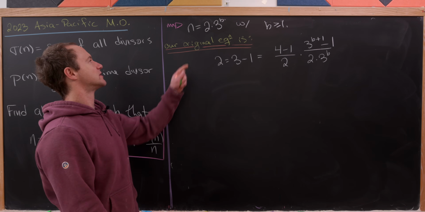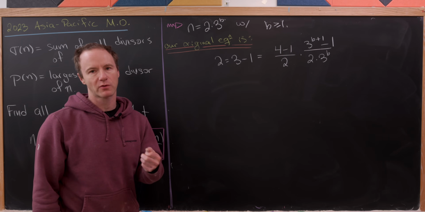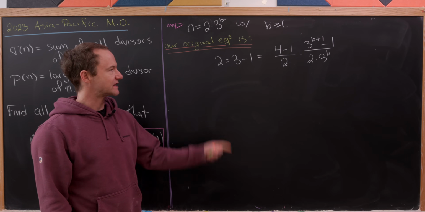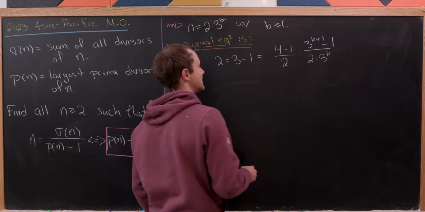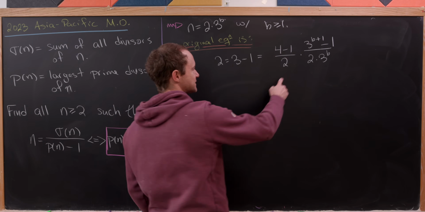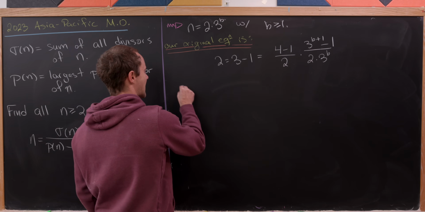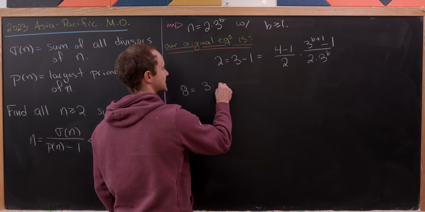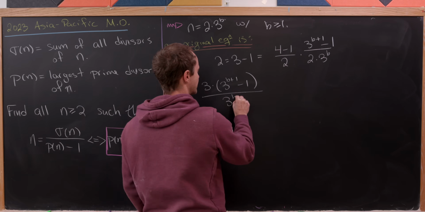Okay, so we got this down to our numbers of the form 2 times 3^b, where b is bigger than or equal to 1, and now we're ready for the final calculation. So this is our original equation now. We've got 2 is equal to (4 − 1)/2 times (3^(b+1) − 1)/(2 · 3^b). So let's observe that I can take these 2's and multiply them up here. So that's going to give me 8 equals, and then this is going to be 3 times (3^(b+1) − 1)/3^b.